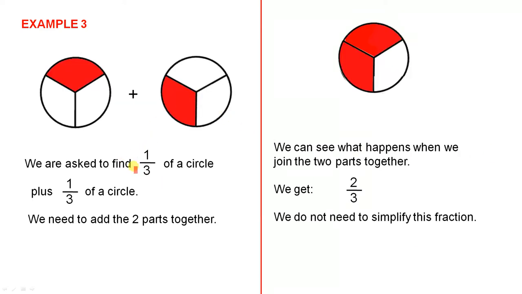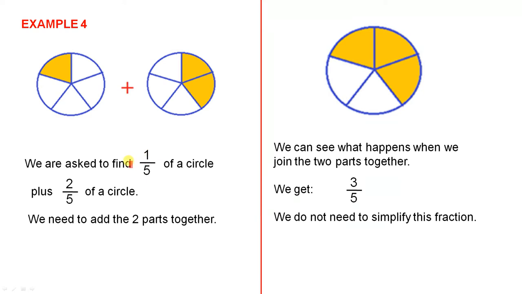Example 3. We are asked to find 1/3 of a circle plus 1/3 of a circle. We need to add the two parts together. So when we did that, here they are. There's one of the parts, and there's the other one. In other words, 2 parts are shaded out of a total of 3. Now when you look at that fraction, look at it carefully, you can see that it cannot be simplified down any further because there is no whole number that divides into 2 evenly and into 3 evenly without a remainder. That's what evenly means. So in other words, that fraction stays the same. Cannot be simplified any further.